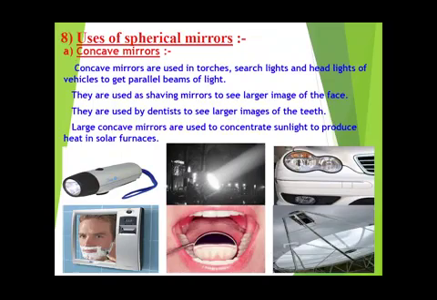Now comes the uses of spherical mirrors. Many questions are asked from this topic also. So first of all, we will study about the uses of concave mirrors. So concave mirrors, they are used in the torches, searchlights, headlights of the vehicle. And why they are used in the torch, searchlight and headlight? Because we get the parallel beam of light by using concave mirrors.